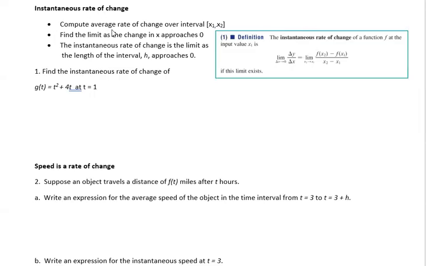Instantaneous rate of change. So in order to find the instantaneous rate of change, what happens is you are calculating the average rate of change over an interval, but you're looking for that interval to approach zero. So the instantaneous rate of change is the limit as the length of the interval, which we'll call h, and you'll see that in just a minute, approaches zero.